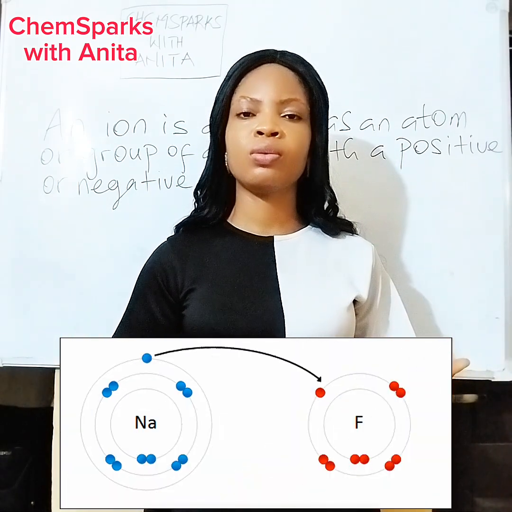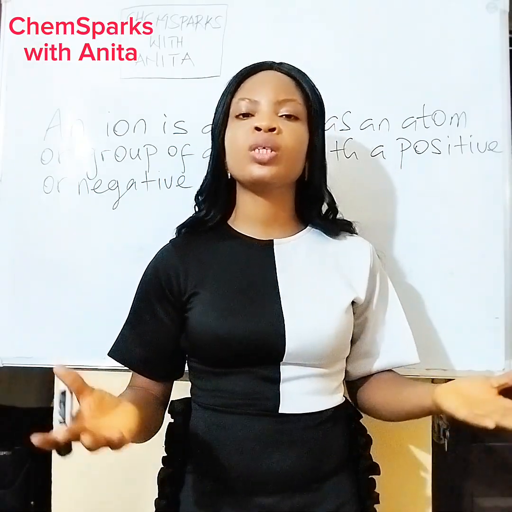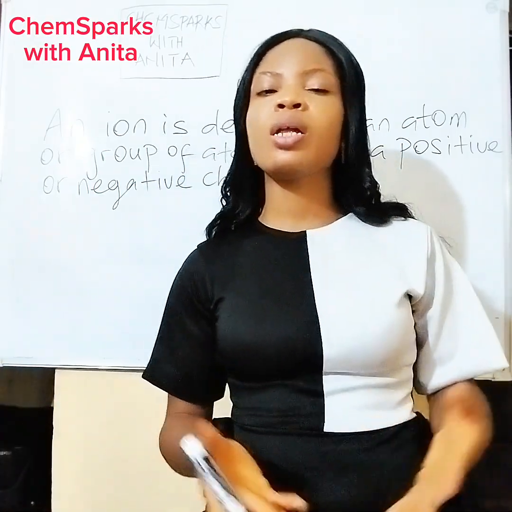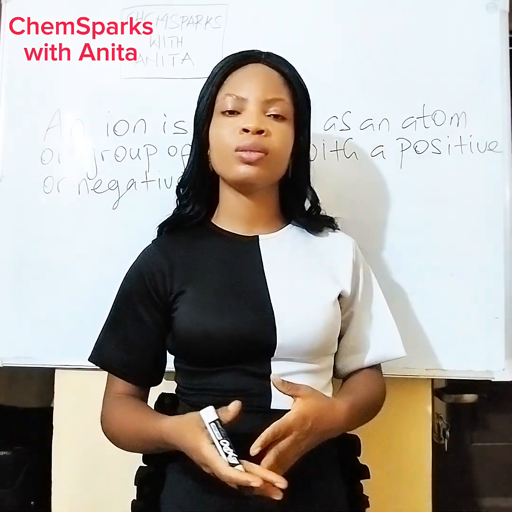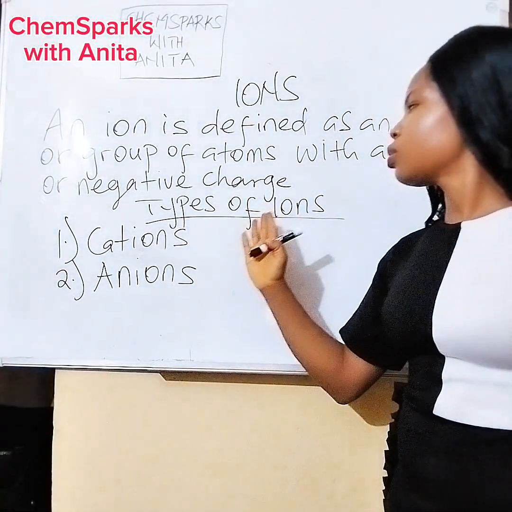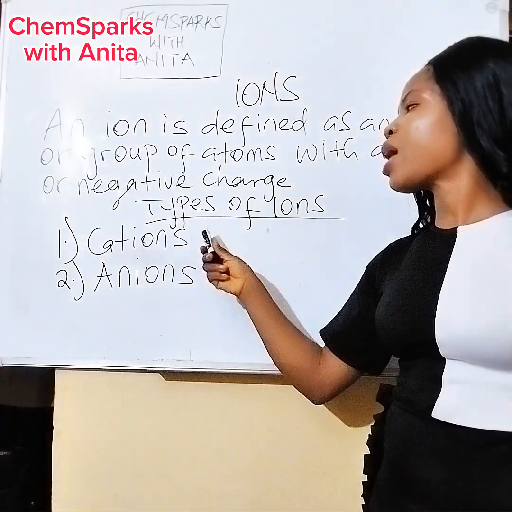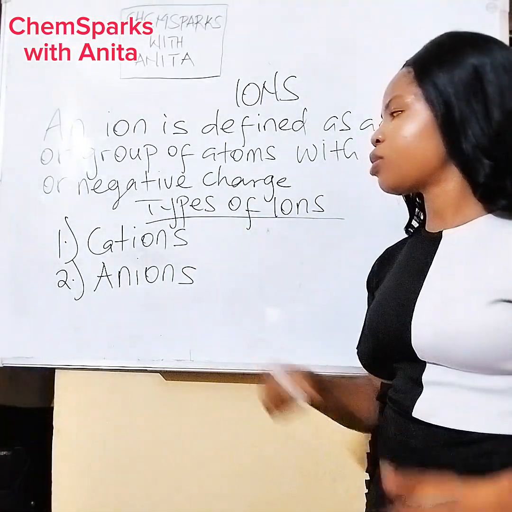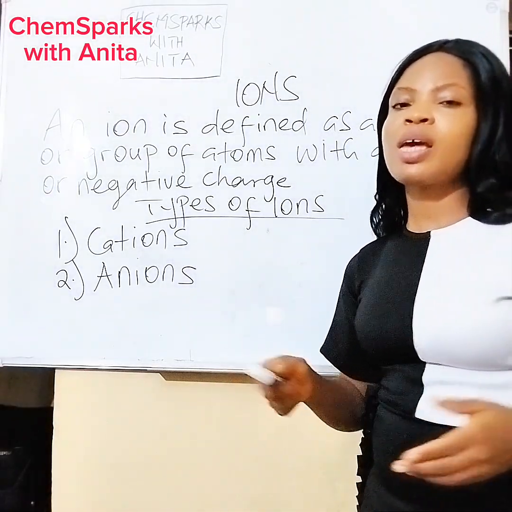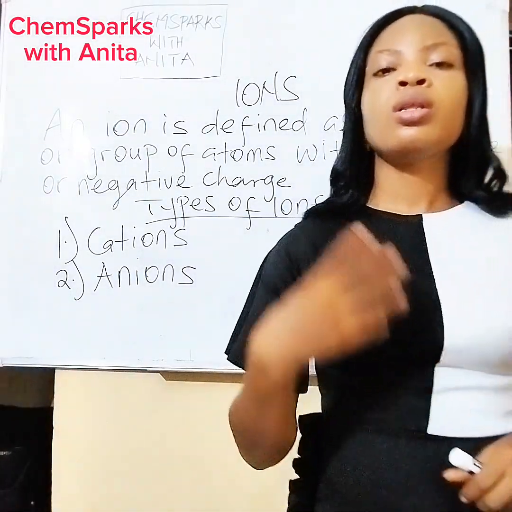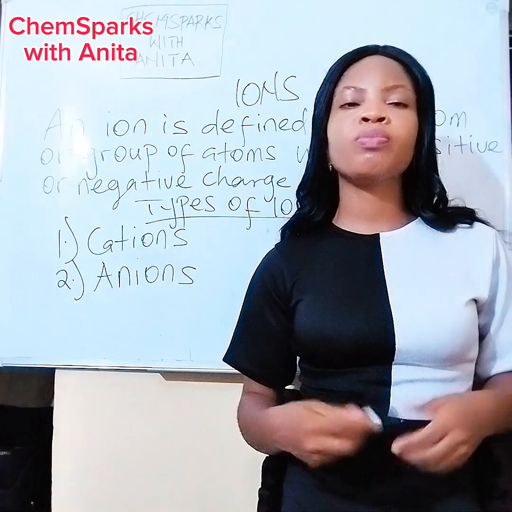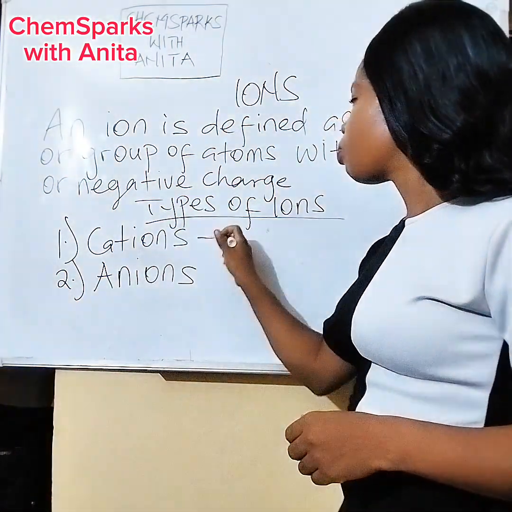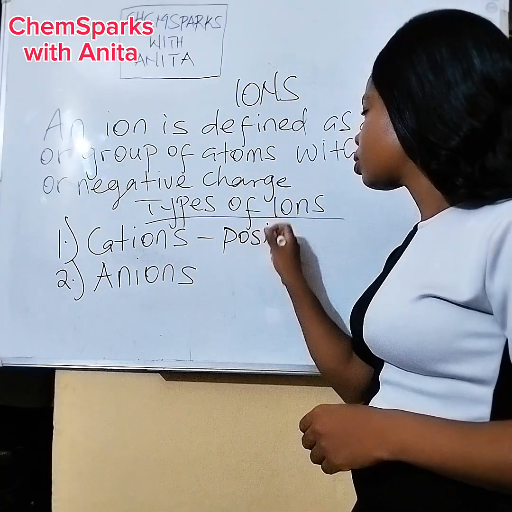Okay? While when they are gaining electrons, that atom becomes what? Negatively charged. Okay? That leads us to the two types of ions that we have. Number one is a cation, and number two is an anion. On the board, we have types of ions, and we have two major types of ions, and they are what? Cations and anions. A cation is a type of ion that loses an electron to become positively charged. So in other words, cations are what? Positive ions.